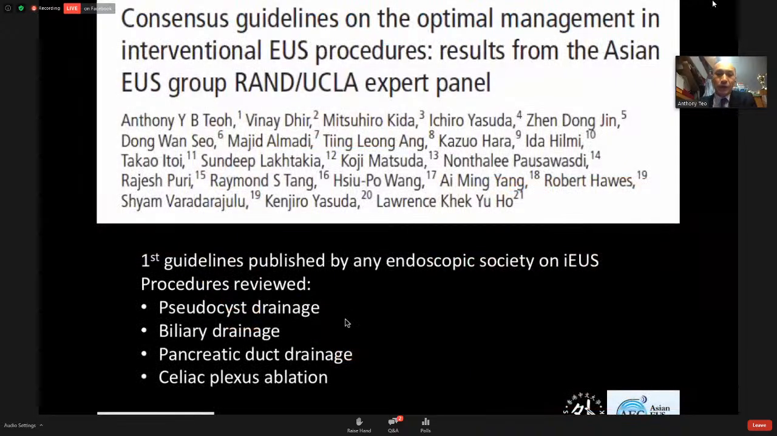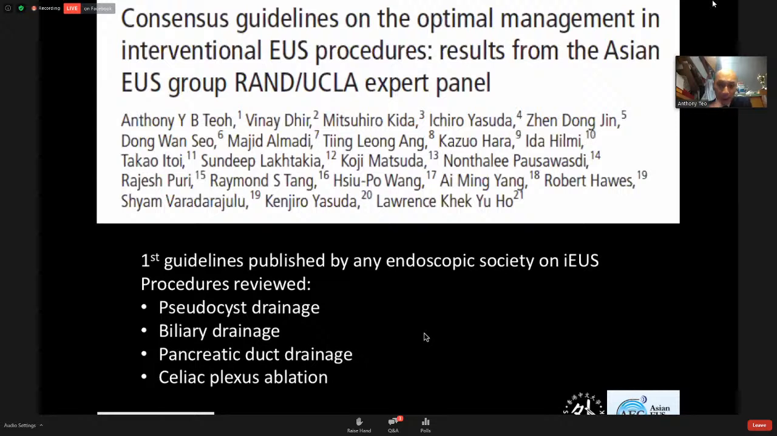2 years ago, we published this consensus guideline on the optimal management of interventional EUS procedures. This is the first guideline published by any endoscopic society on interventional EUS. And we have gone through a very rigorous approach in terms of setting up the guidelines. I spent almost 5 years in various stages of this guideline.